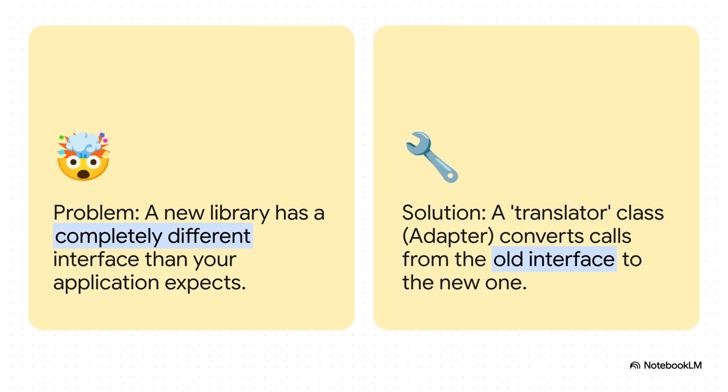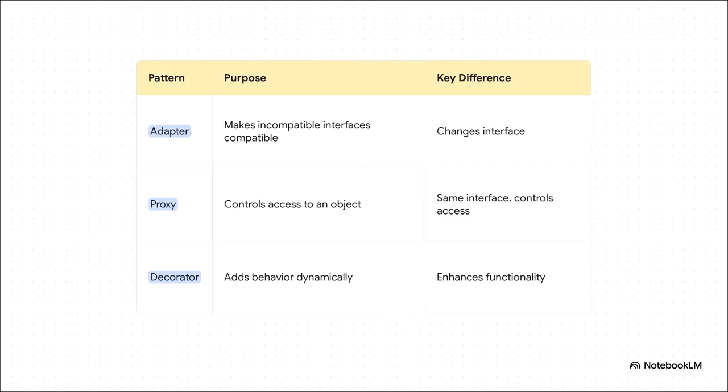Instead of rewriting huge chunks of your code, you just write one little adapter class. It takes the calls your app makes and translates them into calls the new library can understand. Problem solved. Now, this slide is actually super helpful because it clears up a common mix-up. An adapter changes an interface to make things compatible. That's different from a proxy, which uses the same interface but controls access to the object. And it's also different from a decorator, which also uses the same interface but adds new features. Knowing which one does what is absolutely key.